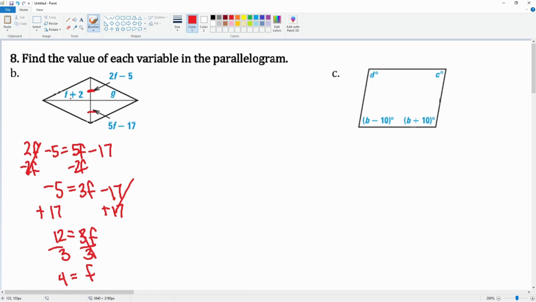Then also you have f plus 2 is equal to g. You have what f is. It's 4. 4 plus 2 is equal to g. So 6 is equal to g.